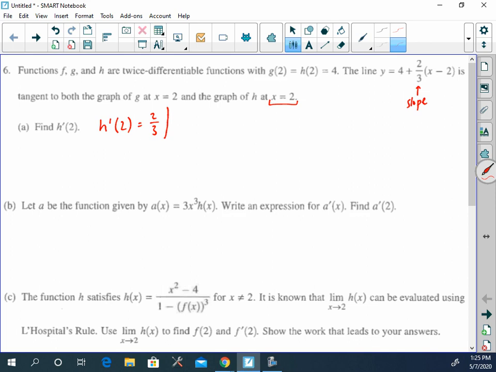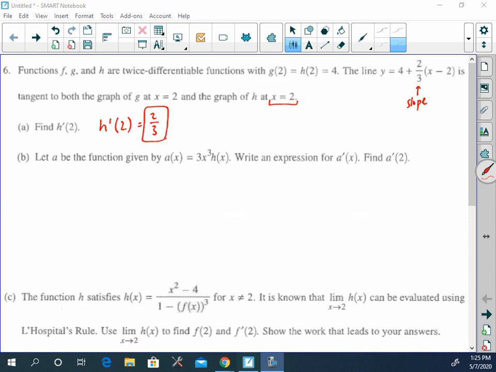And that is all you would have to write. There's nothing to really justify there. You just have to be able to pull it from the question. So part A is just 1 point. We're going to move on now to part B.